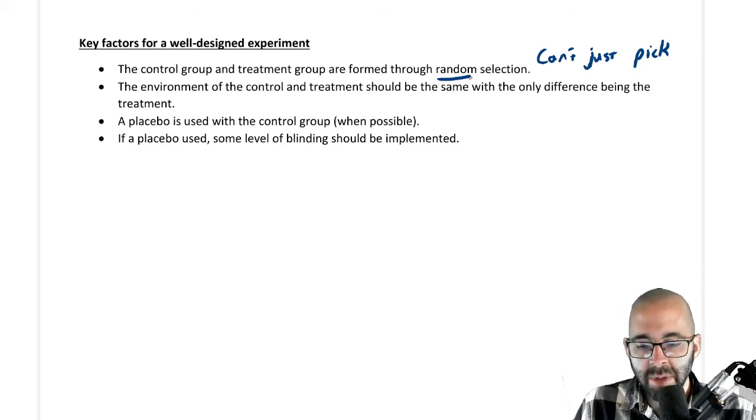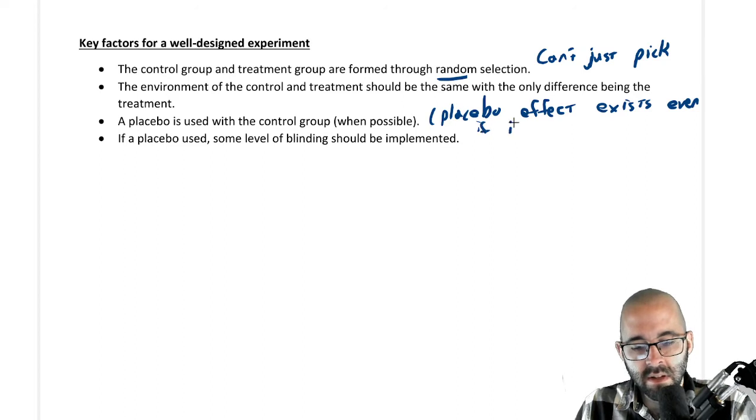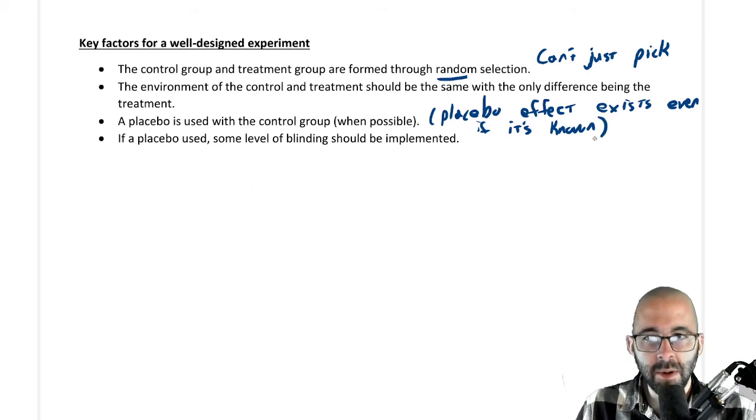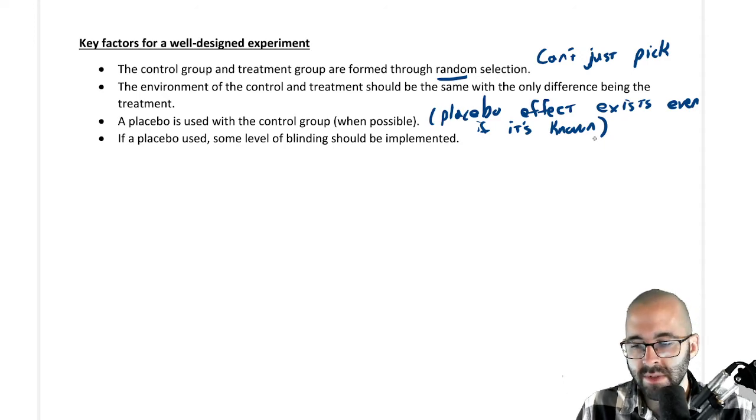We want a placebo to be used with a control group whenever possible. And again, as a reminder, the placebo effect exists even if it's known that they're getting the placebo. And then we should do some level of blinding in addition, but you can't always do it.